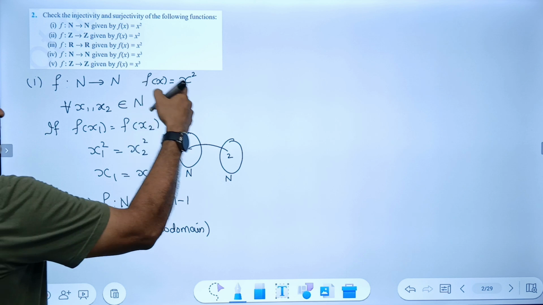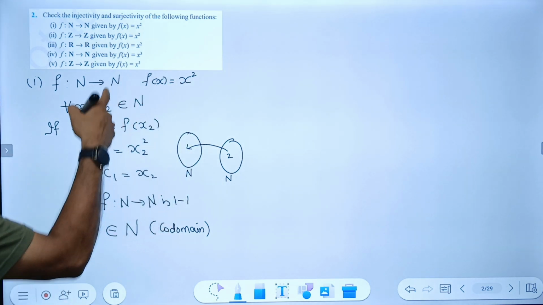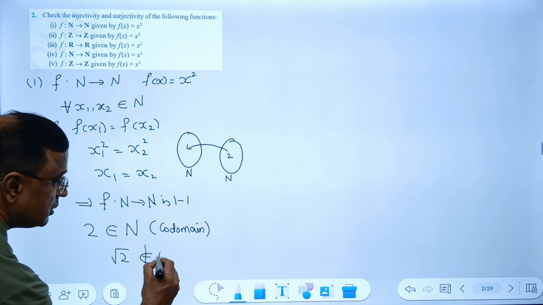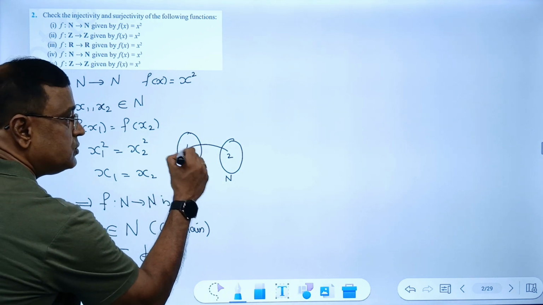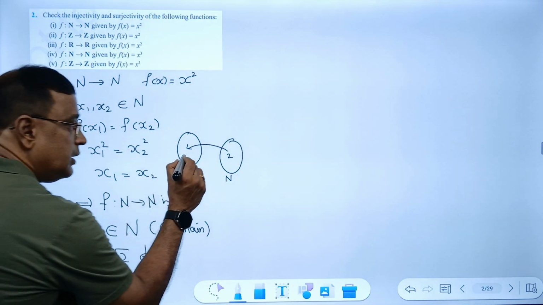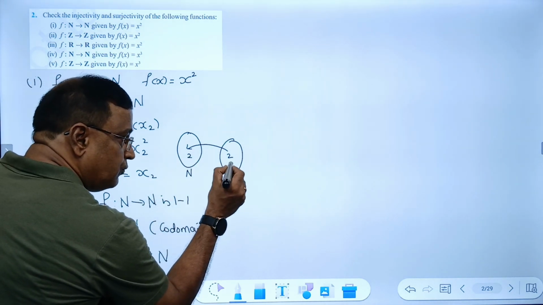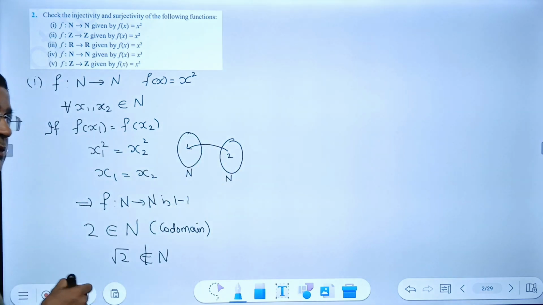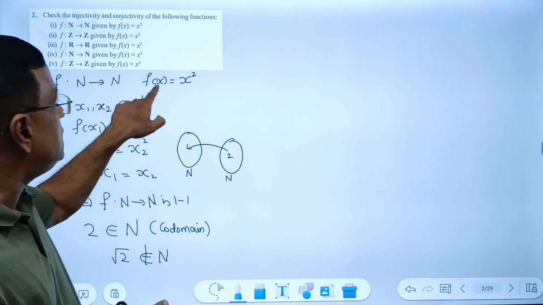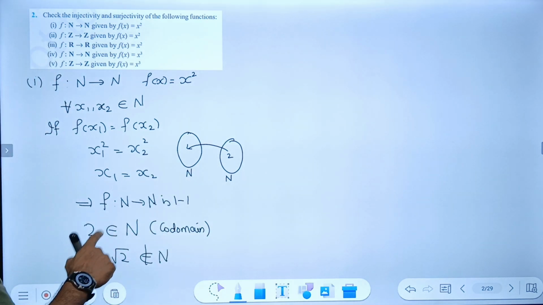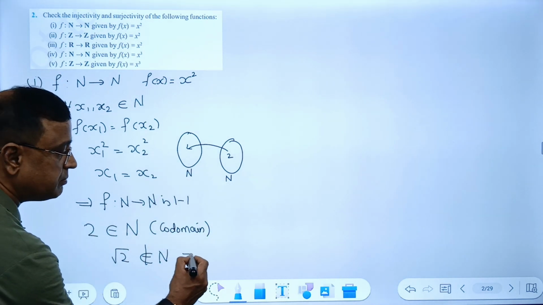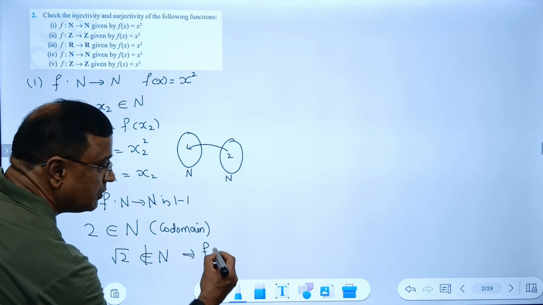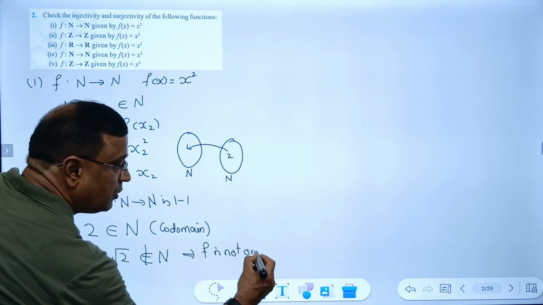If f of x is x square, x will be root of y, correct? So root 2 does not belong to natural numbers. See, if it is 2 here, it will go to 4. But 2 will not have a pre-image, because the pre-image of 2 under the function f of x is x square is root 2. Root 2 is not a natural number. This implies f is not onto.